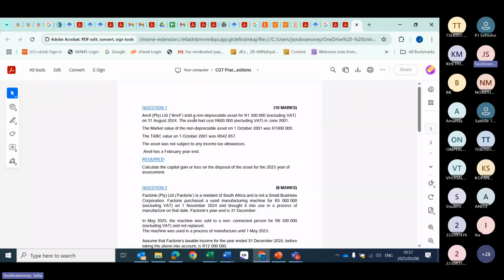Anvil sold a non-depreciable asset for 1.5 million on the 31st of August 2024. The asset had a cost of 600,000 in June 2021. So please tell me, what type of asset is this? Please put on your mics because I can't see the chat at this point in time. What is this type of asset, guys? We purchased it in June 2021. Anyone?